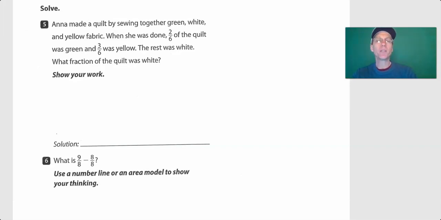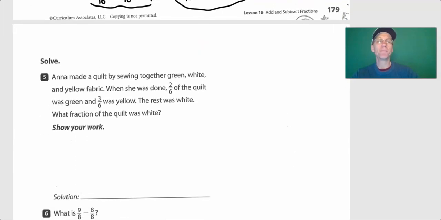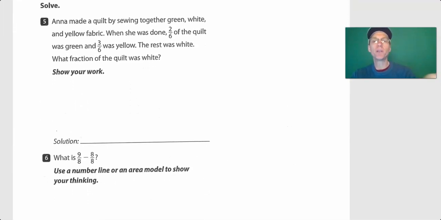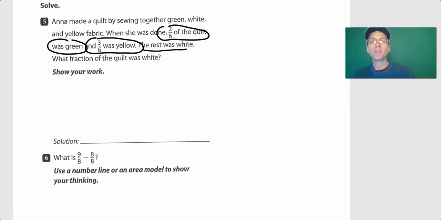Okay, let's look at a problem. It says Anna made a quilt by sewing. Let me just double check. Yeah. Anna made a quilt by sewing together green, white, and yellow fabric. Okay, when she was done, 2/6 of the quilt was green and 3/6 was yellow. So the rest was white. What fraction of the quilt was white? Notice they're asking us for this time. It's not how many inches or anything like that, but the fraction. So that means we have to have a numerator and a denominator.